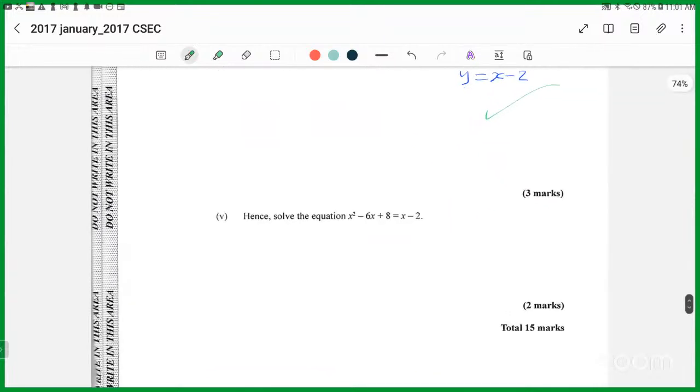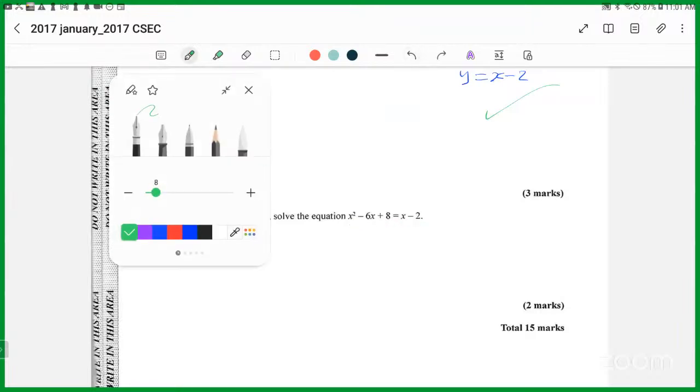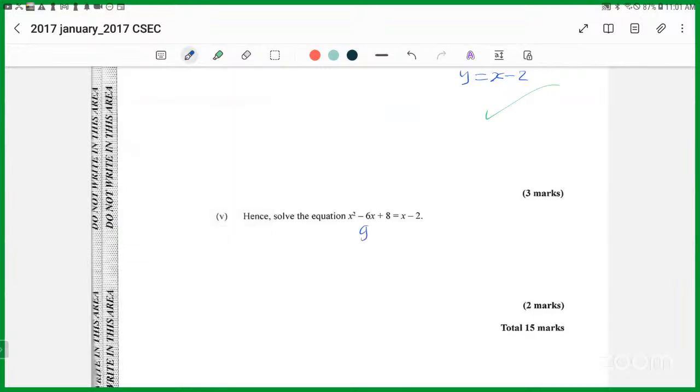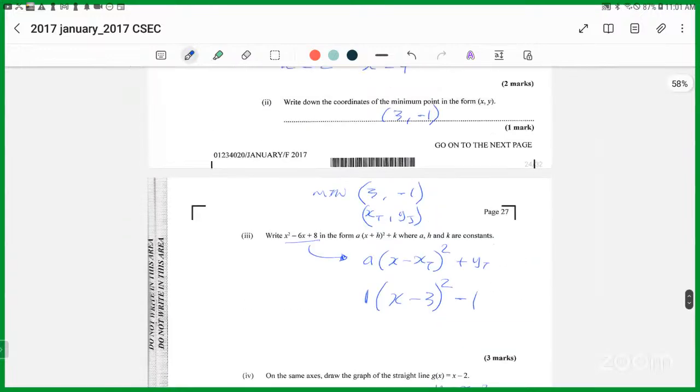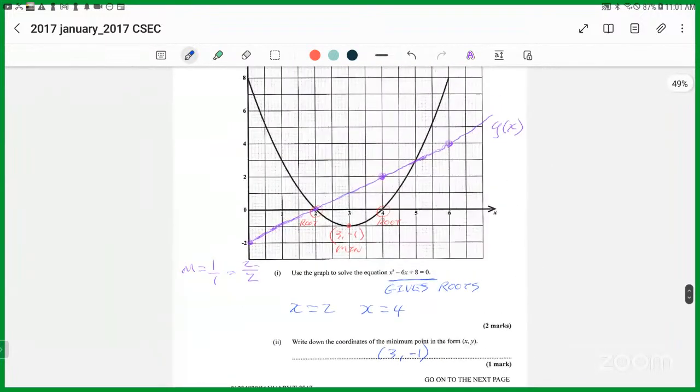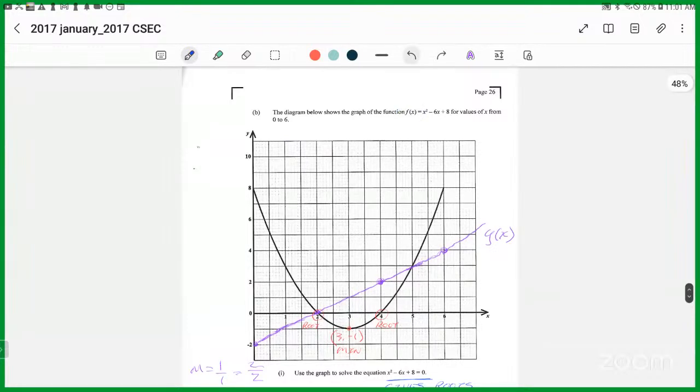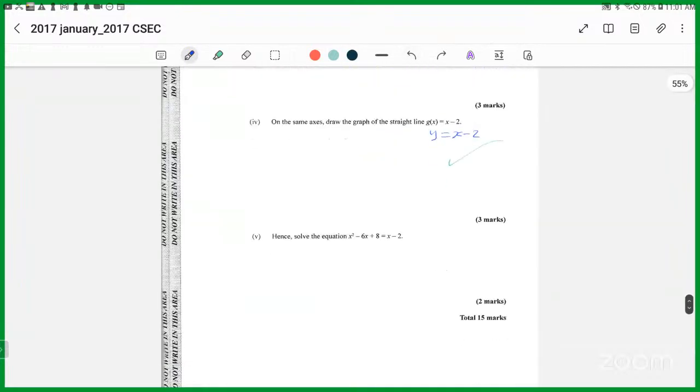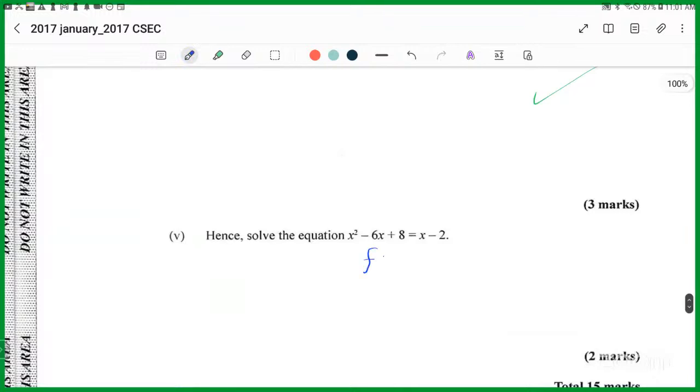Then now it says, hence solve the equation. So this is where the graph and the line intersect. This is where g of x, no, not g of x, f of x. The graph was f of x, right? So the curve is f of x and the line is g of x. So this is where f of x equals g of x. Now know that this is an equation in x alone. So the solution for that equation will only be x values.